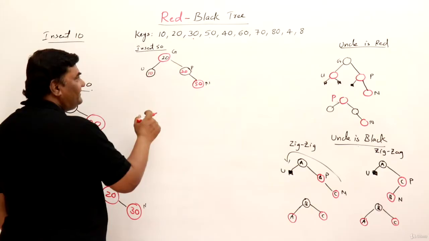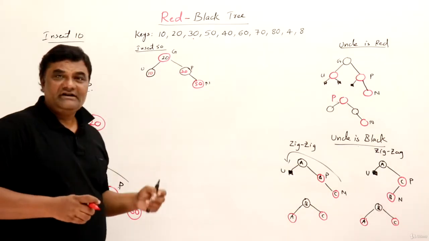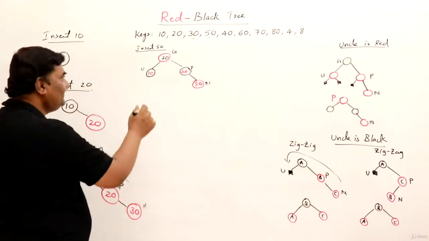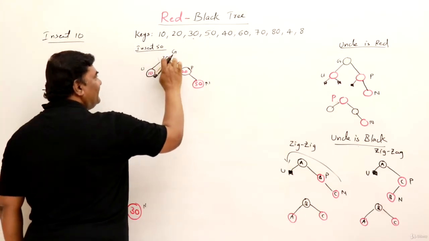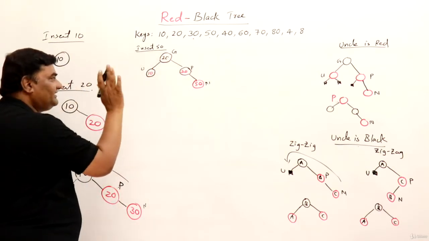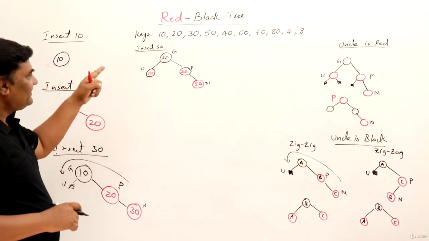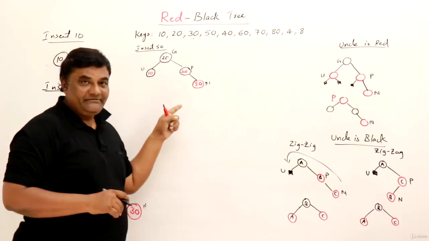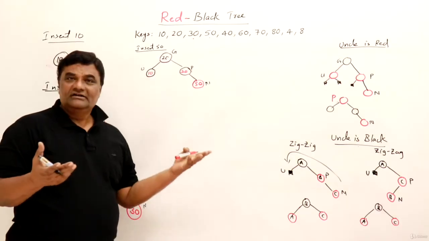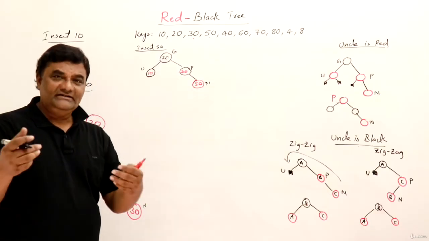But this grandparent is the root of the tree and root must be black. So again we have to modify this one. Especially you should check whether the root is black or not. If it is root, then keep it black. So this is after inserting 50. This is the tree. Once we saw rotation, second we saw recoloring. That's it. We have to continue like this only.